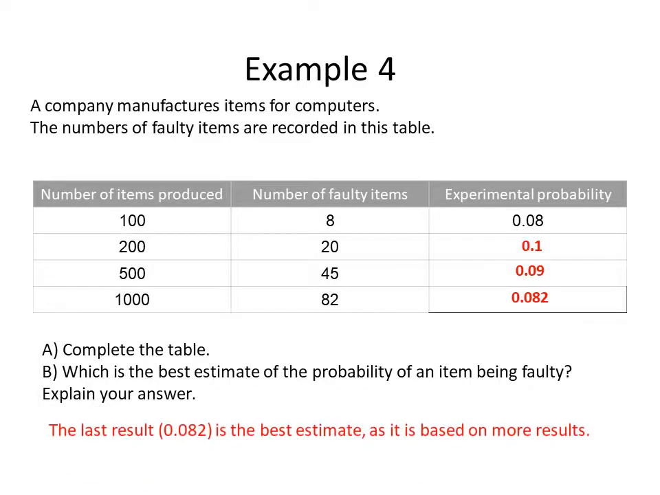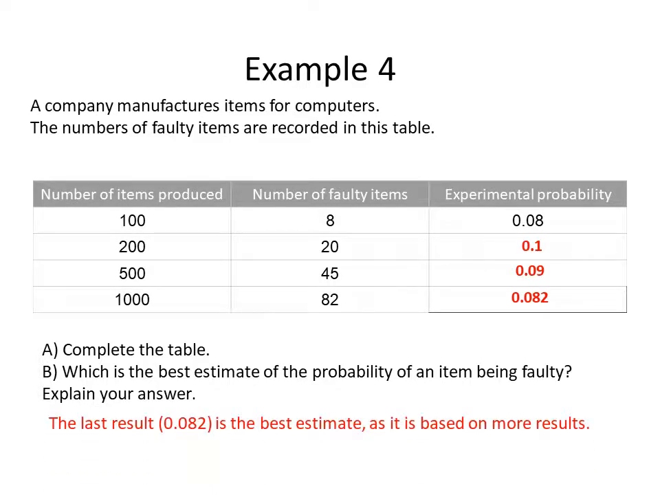Here we will use the last result, 0.082, as the best estimate because it is based on more results. More results here means the number of items produced, which is 1000. So if you want to get the best estimate, always go to the highest number of experiments.